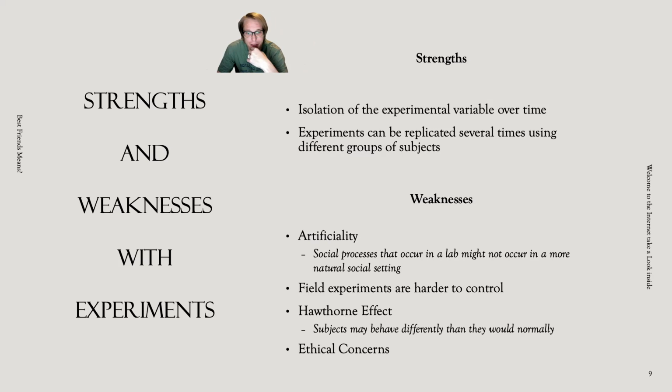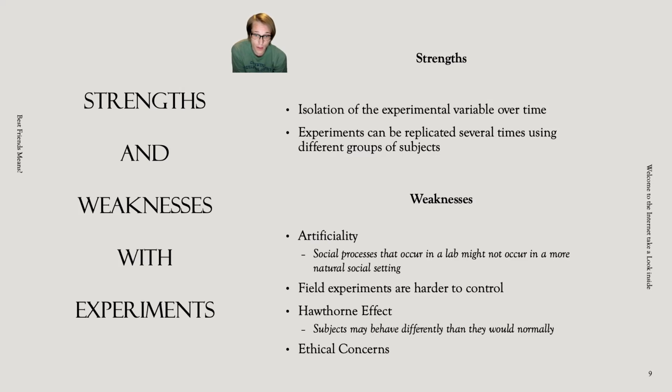A large advantage of experiments is that we can isolate the experimental variable and come to a causal conclusion, right? If we know the group starts with certain characteristics, then we introduce the independent variable, the stimulus, and then the characteristics change. As long as there is no additional stimulus, we can assume that the independent variable caused the dependent variable to change. We can also replicate experiments several times using different groups of participants.